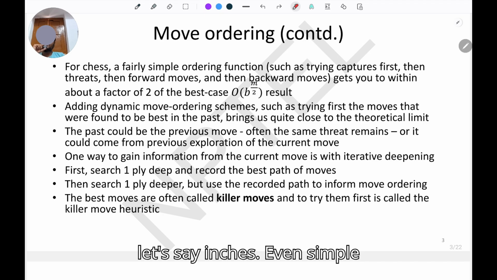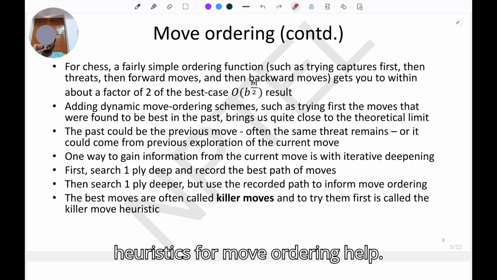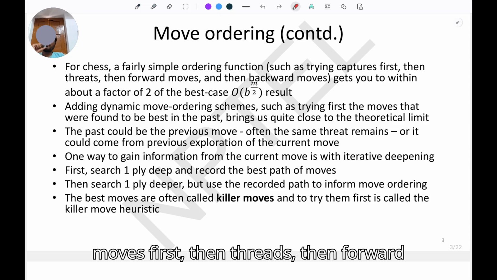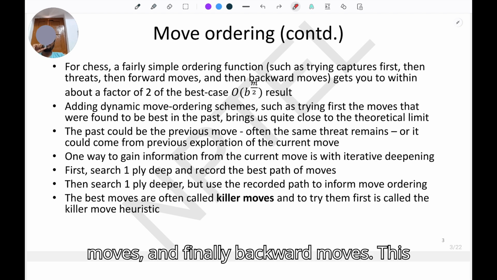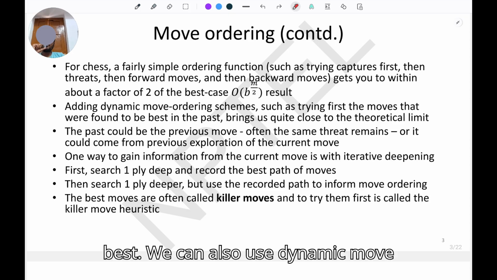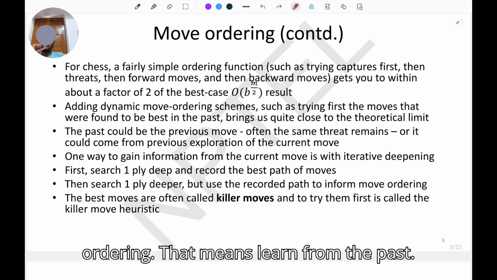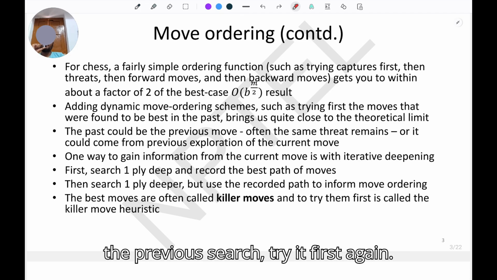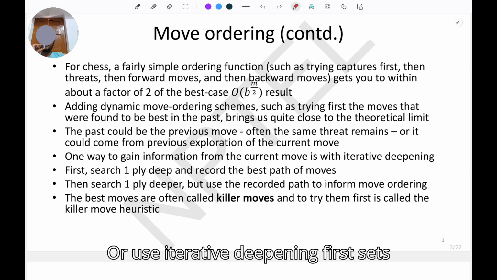Let's say in chess, even simple heuristics for move ordering help. For example, we can try capturing moves first, then threats, then forward moves, and finally backward moves. This already gets us close to the theoretical best. We can also use dynamic move ordering. That means learn from the past. For example, if a move worked well in the previous search, try it first again, or use iterative deepening.